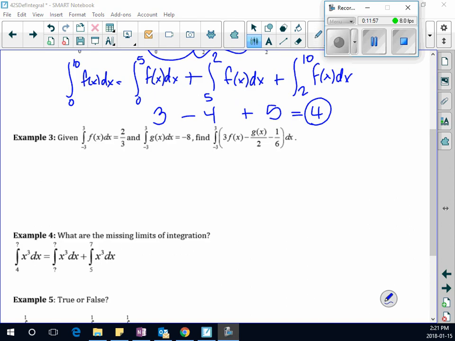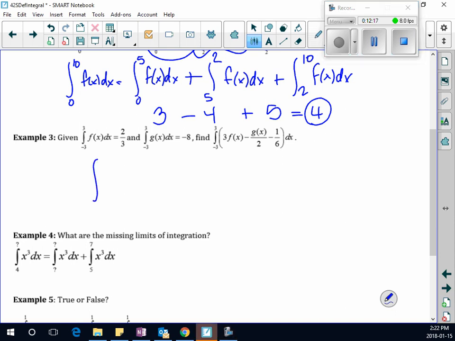Okay, let's try this again. So example 3, we have an integral from negative 3 to 3 of f of x equals that. This is g of x. And now we have this concoction, so we need to figure out the value. I would build this using our rules.